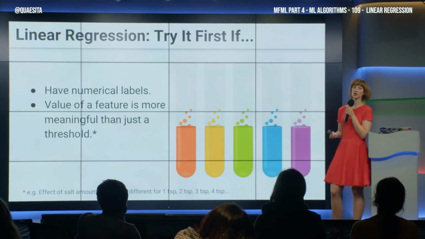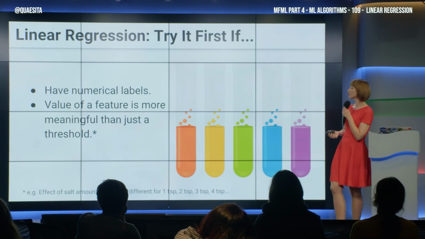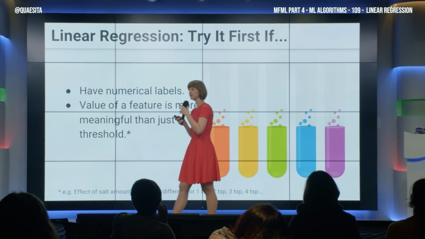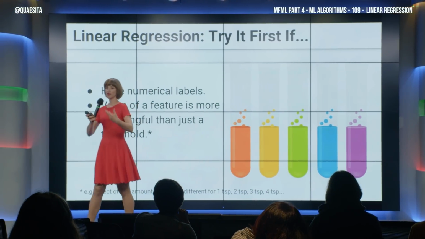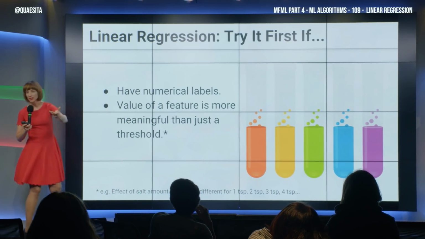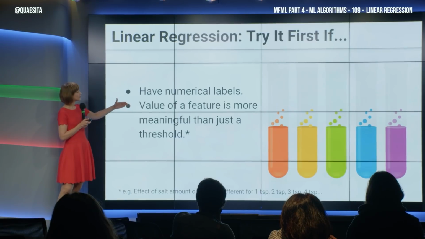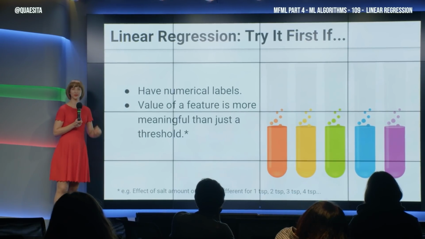Machine learning is an attitude that is around splitting data, and when Gauss was starting out with this, there wasn't a lot of data to go around. When are you going to try this linear regression approach? If the output is a number, a dosage, a dollar amount, a calorie count, and if the value of the feature is more meaningful than just a threshold.